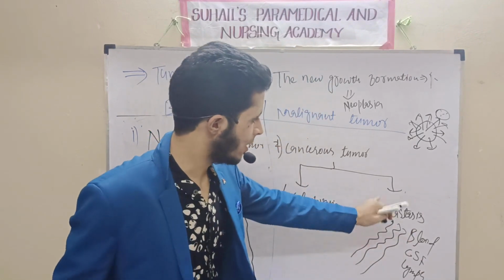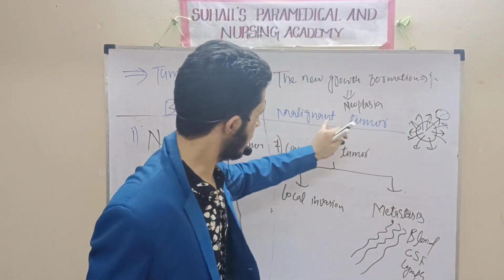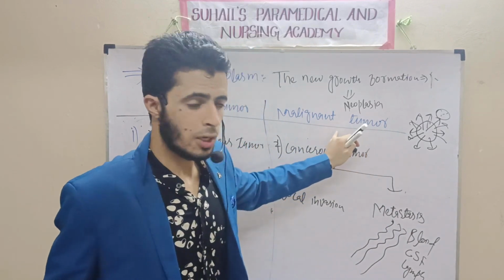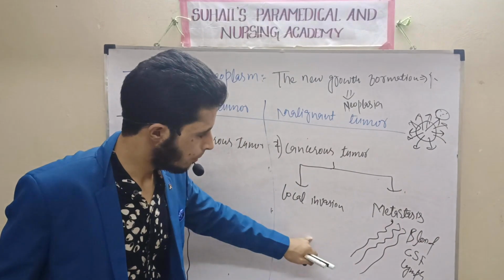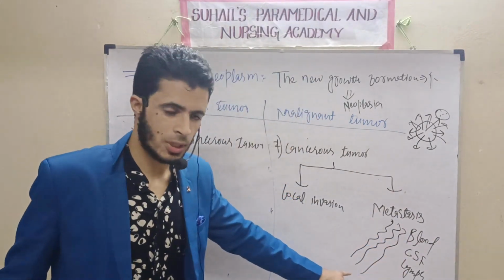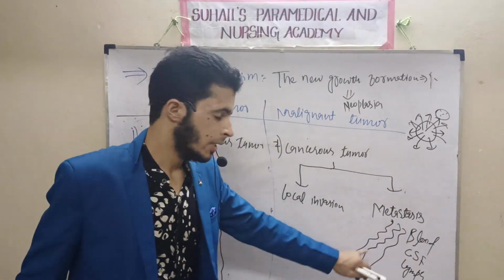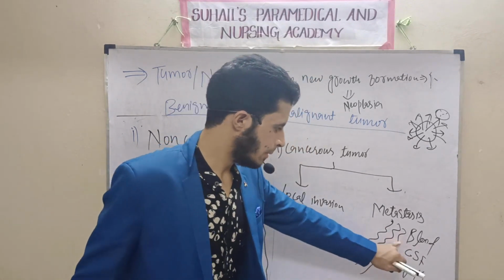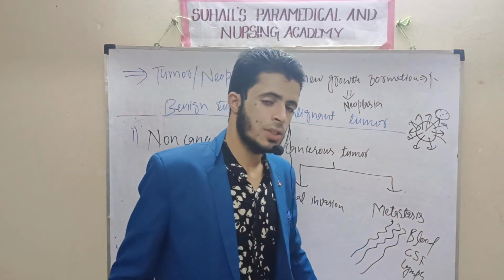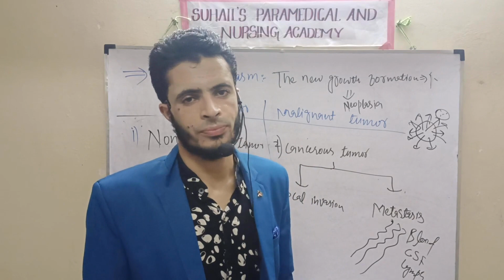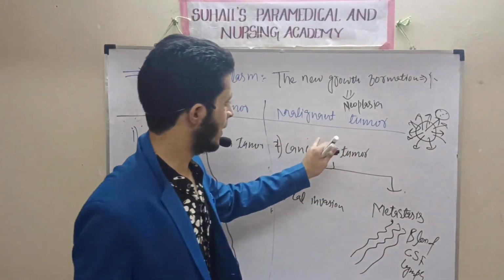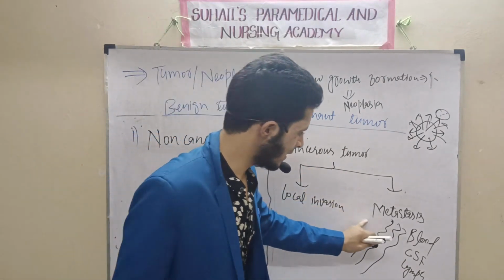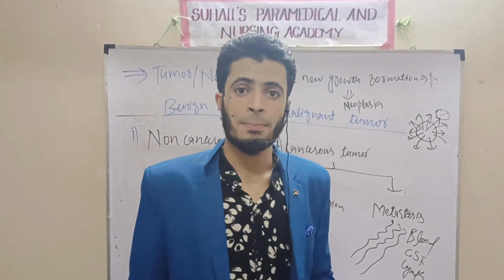So metastasis is a movement of tumor. Movement of which tumor? Malignant tumor. Movement of malignant tumor cells from one body part to the other body part by means of a transporting system. That transporting system may be blood, lymph, or CSF, cerebrospinal fluid. This is called metastasis. That is why it is called a cancerous tumor, because cancer is the one that shows metastasis.